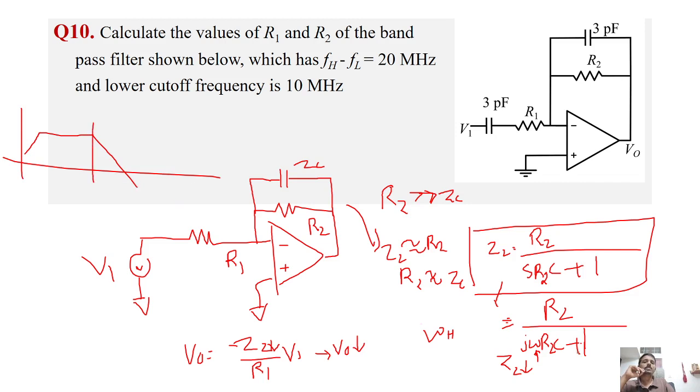So how it decreases: since the denominator has only power n equal to 1, it will decrease at minus 20 dB per decade. Is it okay? Is it fine? Okay.